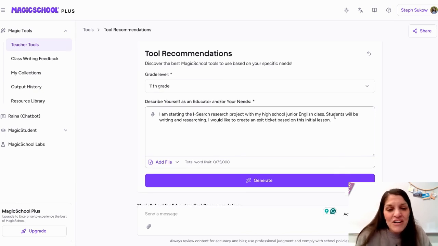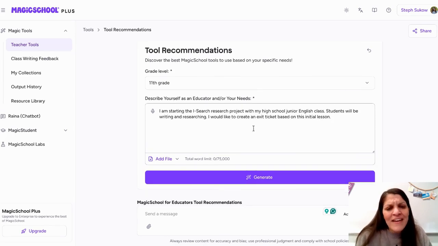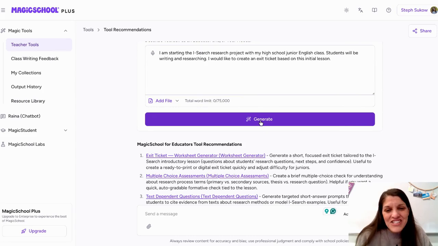But for me, I just wanted an overview, so I was very specific with who my audience is, what the project is, noting that we will be writing and researching. And then again, for tomorrow, I'm looking for an exit ticket after the initial lesson, giving an overview of the project. So I hit generate here.